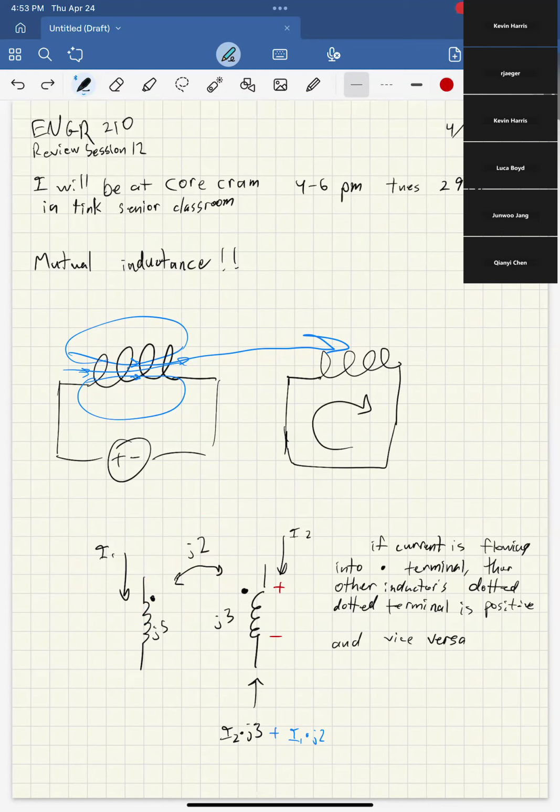For the one on the left, it would be very similar. We'd have I1 times j5, and then since I2 is flowing into the dotted terminal, it's the exact same thing. We would end up with plus I2 times j3. Cool.